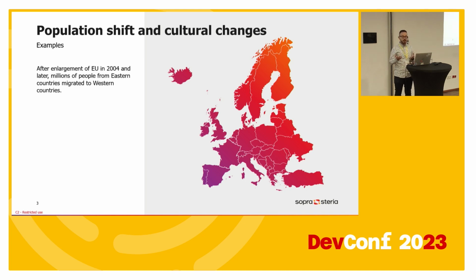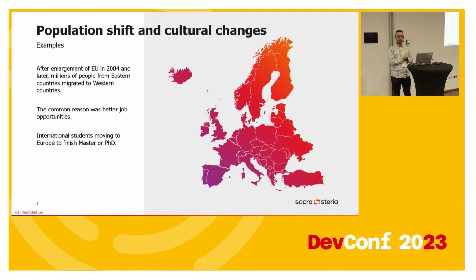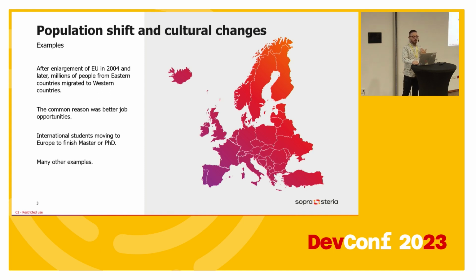One of them can be the enlargement of the European Union, when many people from Eastern countries moved to Western countries. Why? Because they had better job opportunities. Another example of human migration can be international students who are moving to Europe from other continents to finish a master or PhD degree. And of course, you can find plenty of other examples of human migration in history and even nowadays.